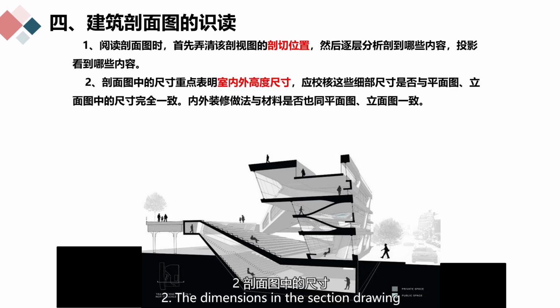Second, the dimensions in the section drawing mainly show the indoor and outdoor height dimensions. It is necessary to check whether these detailed dimensions are completely consistent with those in the plan view and elevation view. Also, check whether the interior and exterior decoration methods and materials are consistent with those in the plan view and elevation view as well.